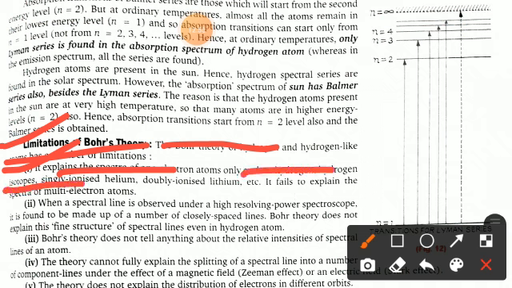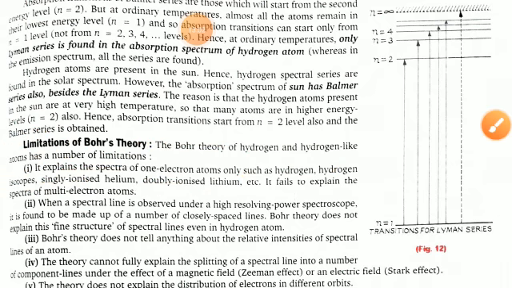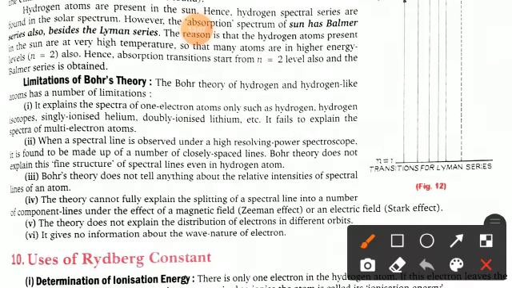So hydrogen isotopes, singly ionized helium, doubly ionized lithium. It failed to explain the spectra of multi-electron atoms. So this is the drawback, or you can say the limitation, of Bohr's theory. It failed to explain the multi-electron spectrum. Fine. Now what is the second one?